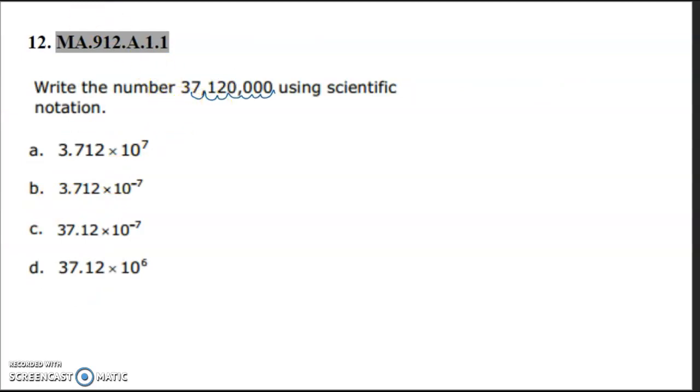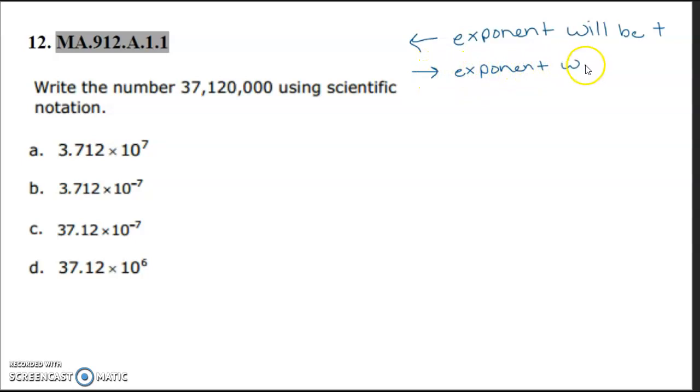Number 12. Look at me already writing on it. All right, write the number, a big number, using scientific notation. So scientific notation, the things that you need to know is if you move your decimal to the left, your exponent will be positive. Sounds backwards, but it is. If you move your decimal to the right, your exponent will be negative.